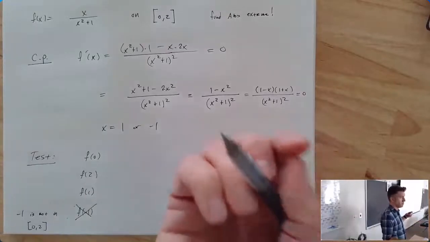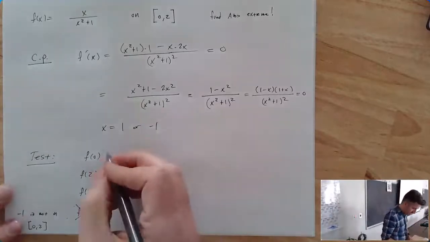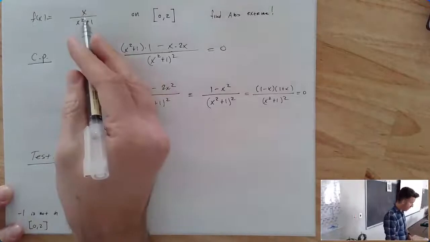I would say be aware of this. I've definitely seen questions on exams, asked questions on exams, where one of the critical points was outside of the interval, and I didn't want students to test that one. If they did, they usually ended up getting the wrong answer because it ended up being the false extreme value. So be careful.